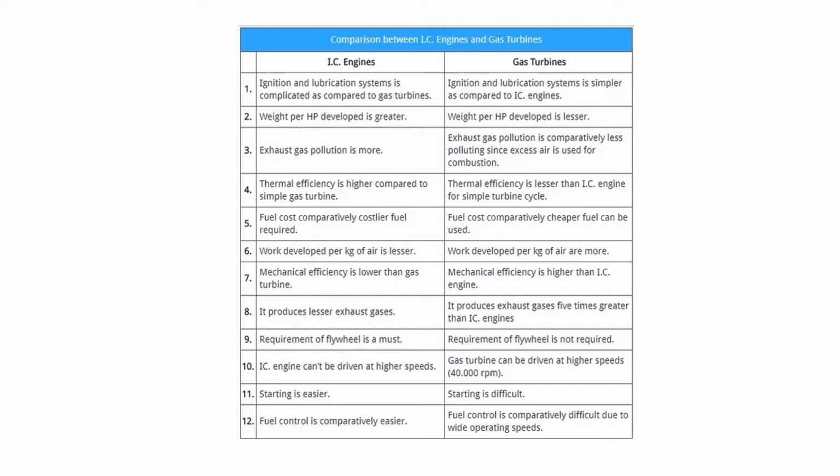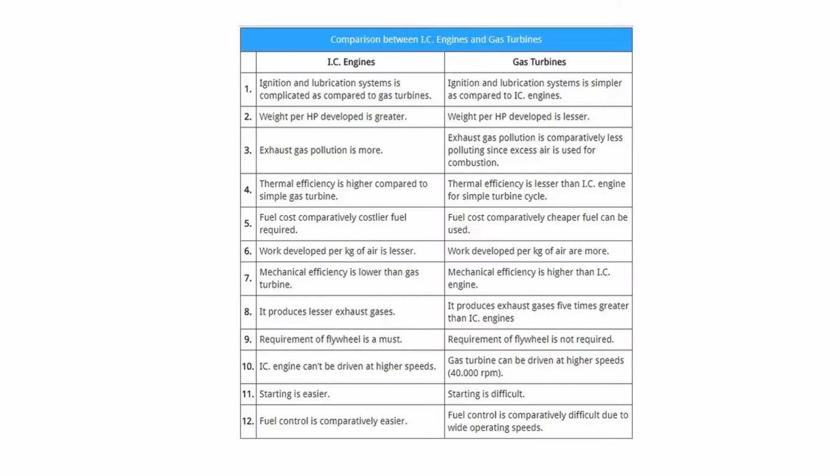The difference between IC engine and gas turbine is another important area we have to touch upon. In the diesel engine, the ignition and lubrication system is complicated when compared to the gas turbine. The gas turbine ignition and lubrication system is simpler. Weight per horsepower developed is high in the case of the IC engine, and less in the gas turbine. Exhaust gas produced is more in the case of the IC engine, whereas here it is comparatively less. Since air is used for combustion, natural gas is used as the combustion fuel.